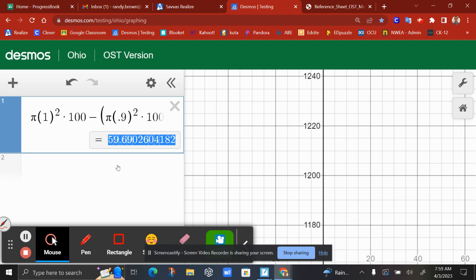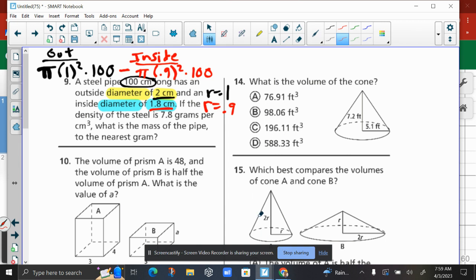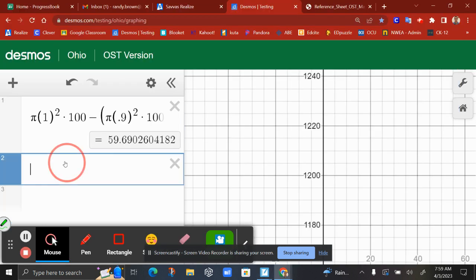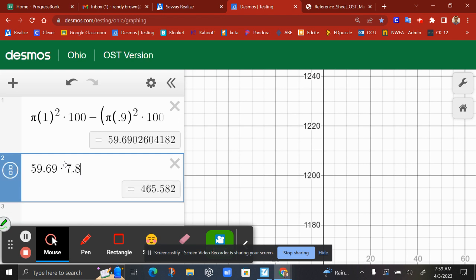But also, they didn't just say what's the volume of the metal pipe. They also gave us the density of the steel is 7.8. So for every 1 volume, we have 7.8 grams per centimeter cube. So we need to take that and multiply to find our mass. So 59.69 times 7.8.